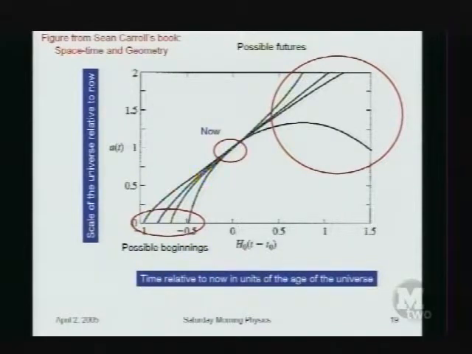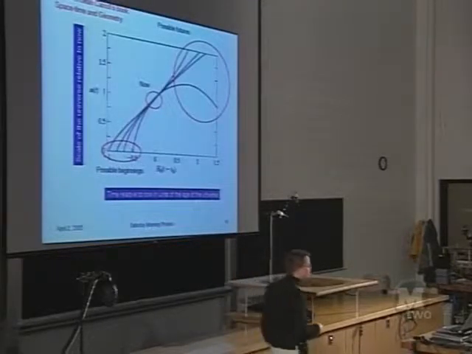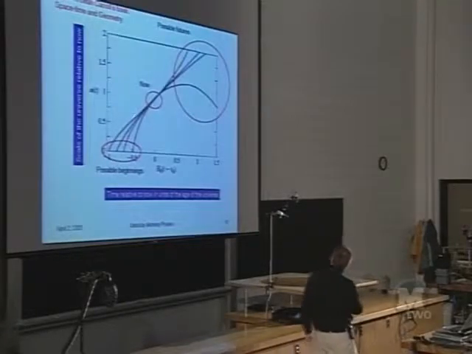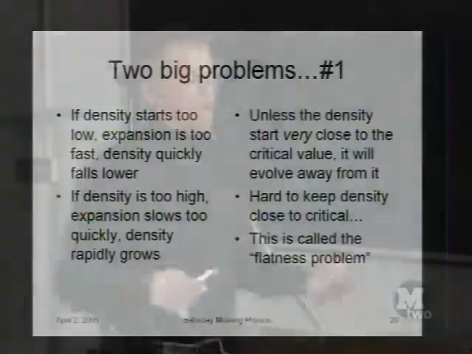And which of these possible futures the universe will have is governed by what's in the universe, by the contents of the universe. So we can learn about those contents by looking backward and seeing how the universe expanded in the past. Then we can apply that to understanding what the universe will do in the future by running these equations forward.